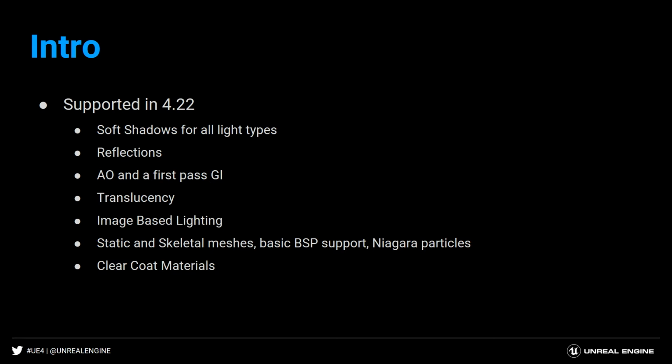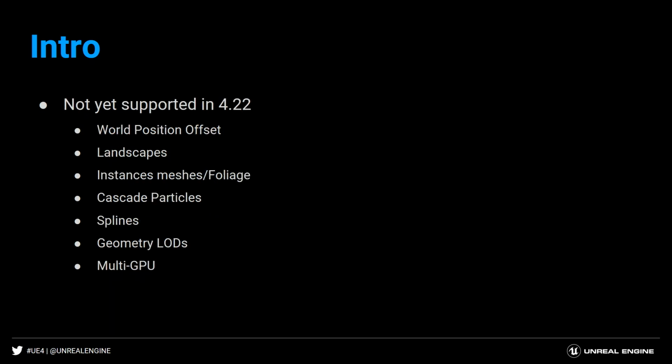Translucency is there, image-based lighting, and we have support for static and skeletal meshes, some BSP, and Niagara particles, which means that what we don't have is support for world position offset, landscapes, instanced meshes and foliage, Cascade particles, because we're phasing out Cascade, splines and geometry, and neither is it multi-GPU, right? So this is very much state-of-the-art. It's coming in really hot. And we're going to have to continue working on this for the next couple of releases of Unreal. So this is going to come in the future. Right now, we're not there yet.